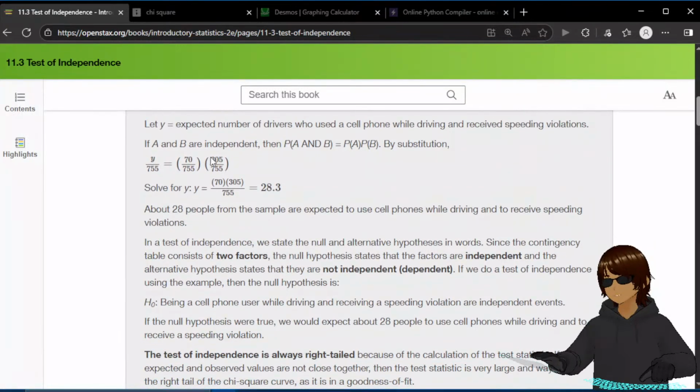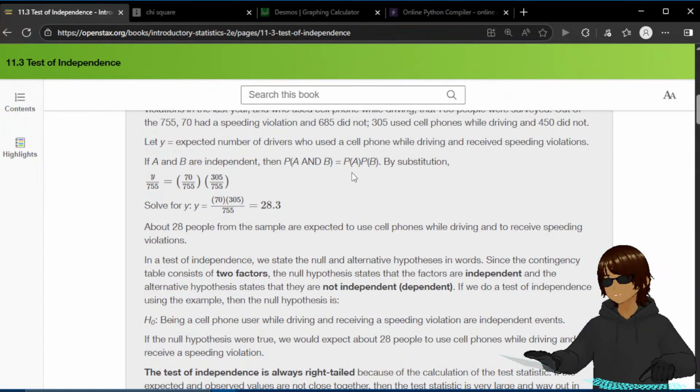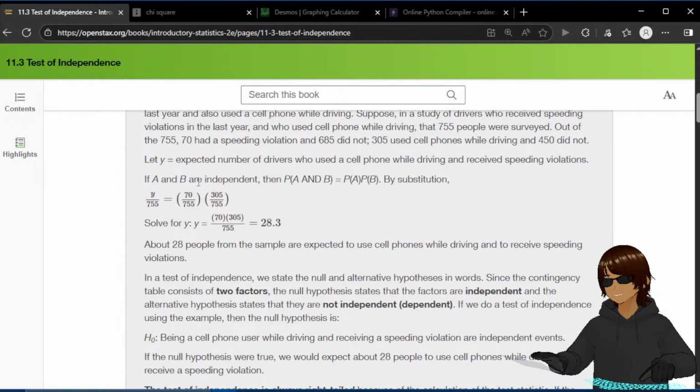So wait, from this formula, we get one of the 755 will cancel out. So 70 times 305 divided by 755. Probability of A is 70 out of 755. The number of people in A, number of people in B divided by the total number of people.